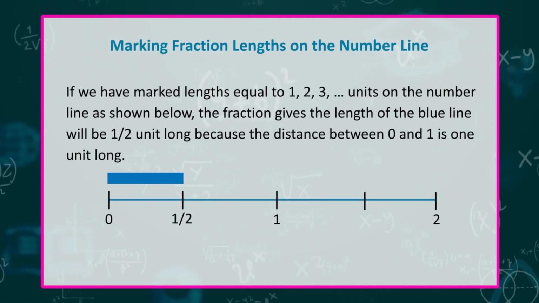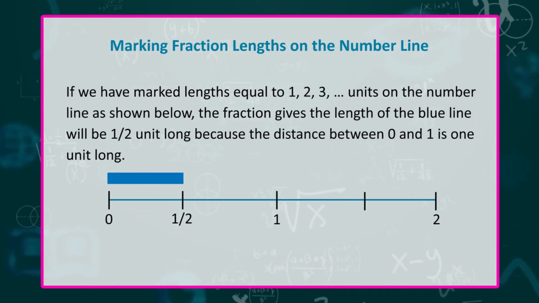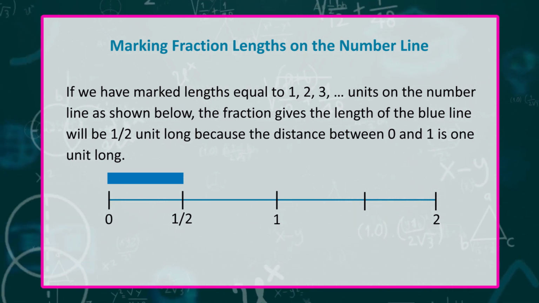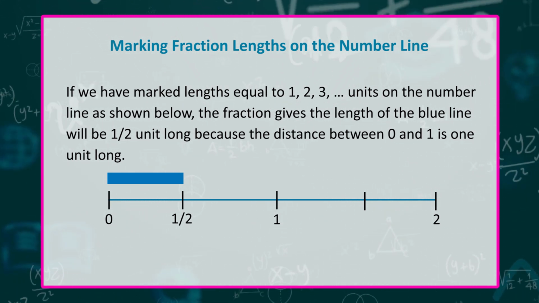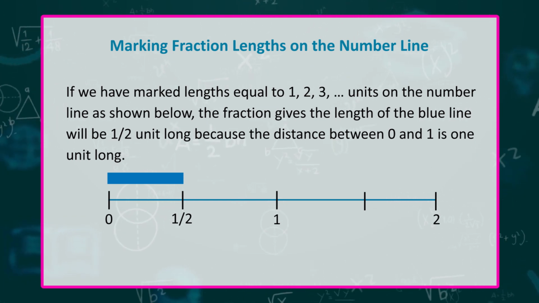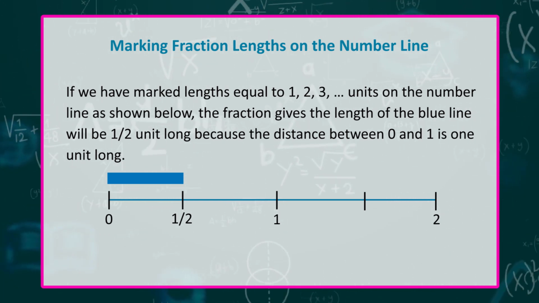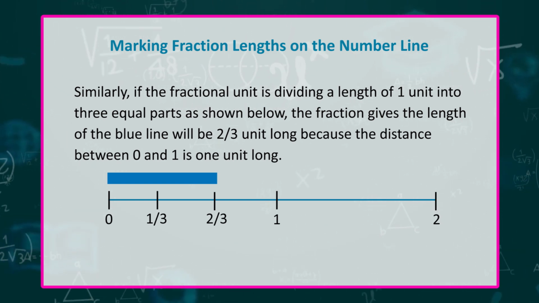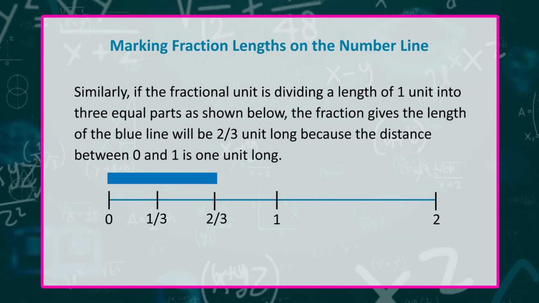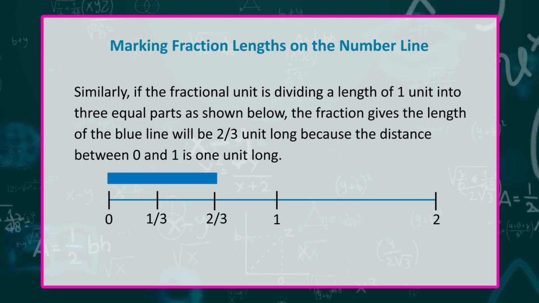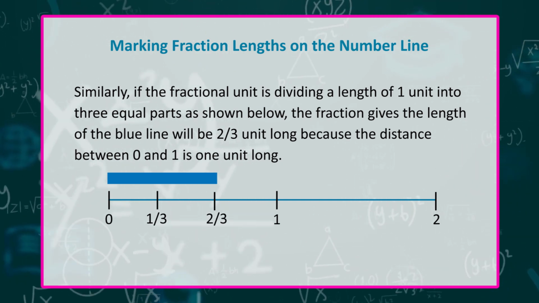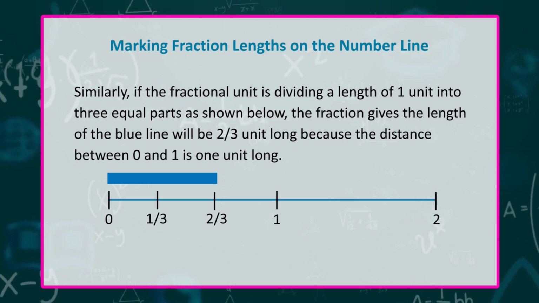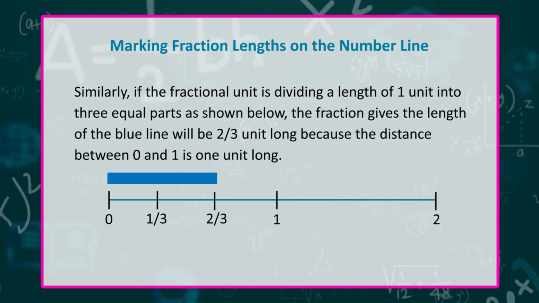Marking fraction lengths on the number line. If we have marked lengths equal to 1, 2, 3 units on the number line as shown below, the fraction that gives the length of the blue line will be 1/2 unit long, because the distance between 0 and 1 is 1 unit long. Similarly, if we divide a length of 1 unit into 3 equal parts as shown below, the fraction that gives the length of the blue line will be 2/3 unit long, because the distance between 0 and 1 is 1 unit long.